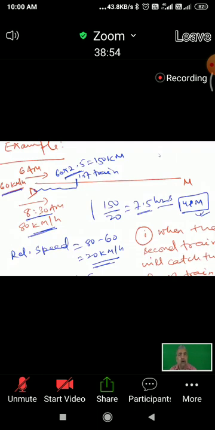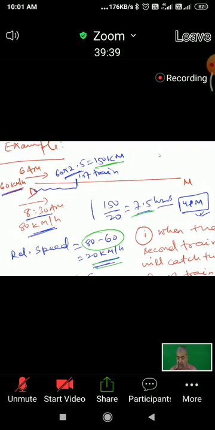How will the second train overtake the first train? When this gap of 150 kilometers is covered. And how can this be covered? This will be covered with relative speed, because the second train is moving with more speed. So what is the relative speed? Because both trains are moving in the same direction, the relative speed is 80 minus 60, the difference of the speeds, which is 20 km per hour. So this gap of 150 km will be covered by the second train with relative speed 20 km per hour, and the time is 150 by 20, that is 7.5 hours.